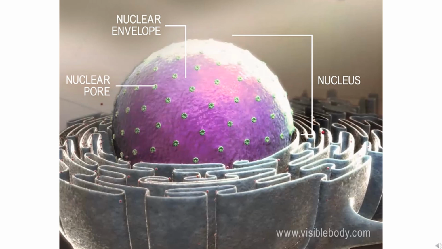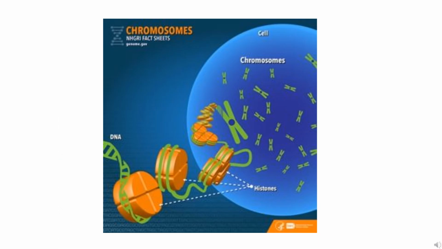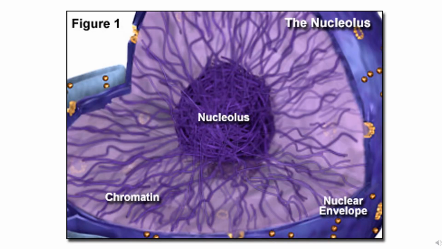At the absolute center sits the command center, the nucleus. This is a massive spherical vault protected by a double-layered membrane called the nuclear envelope, which is studded with tightly regulated nuclear pores. Inside this vault sits the master instruction manual, the DNA. Unlike the circular loop of the prokaryote, eukaryotic DNA is linear and wrapped tightly around specialized packing proteins called histones, forming structured chromosomes.